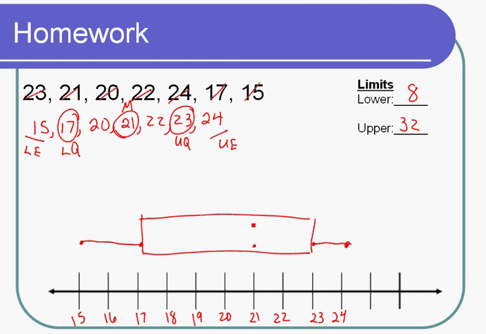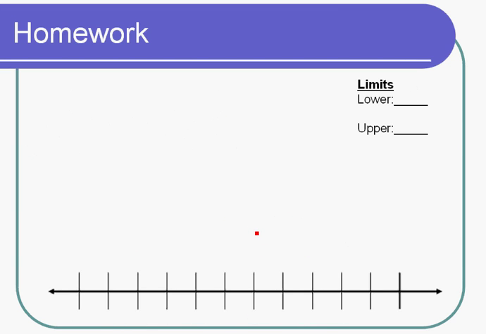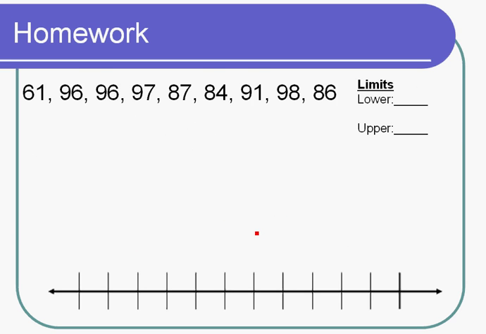Here's another example. Let's see what we can do with this one. Why don't you pause the video and see how far you can get and then turn it back on. Okay, first step, put the numbers in numerical order. Again, I like to cross these out as I'm doing it to make sure I don't leave anything out.